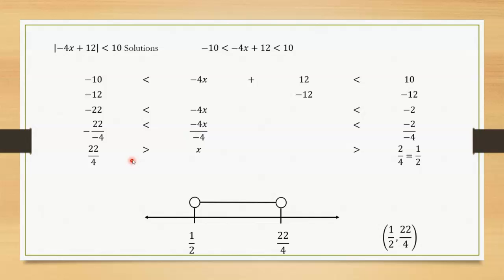22 over 4 you could write as 11 over 2, but I would just leave it like that. So we have this open interval, as you can see. Not only that, we have open circles over the endpoints, right? This is strict inequality in both of them. We don't include the endpoints, as you can see. Okay, that's good. All right, so that's the end of that.